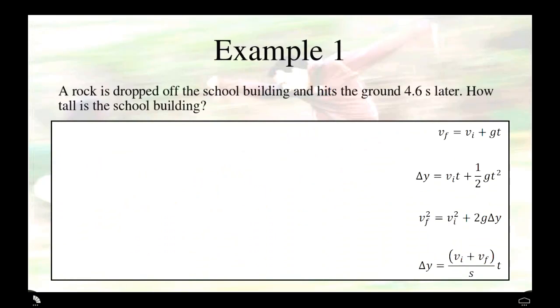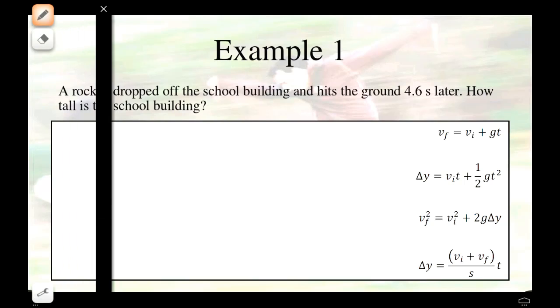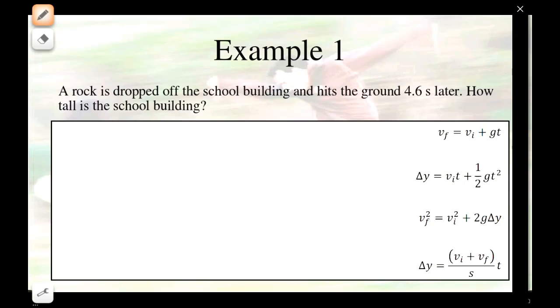Now, what we want to do is give you a couple examples of how to work free fall motion, and we're going to start with example 1. On example 1, we have a rock that is dropped off of a school building and hits the ground 4.6 seconds later. How tall is the school building?